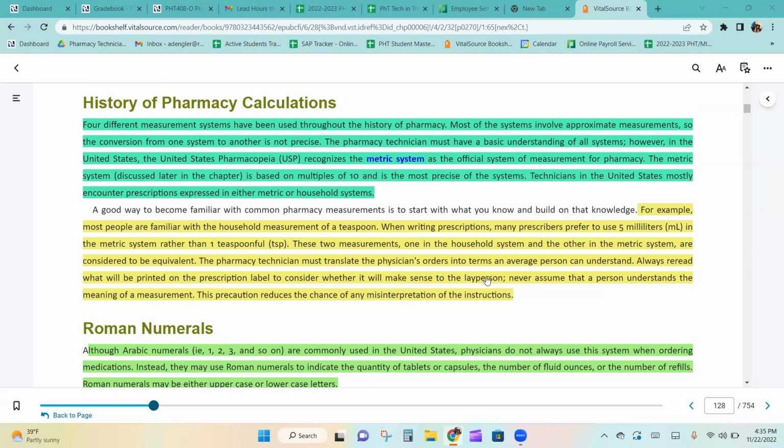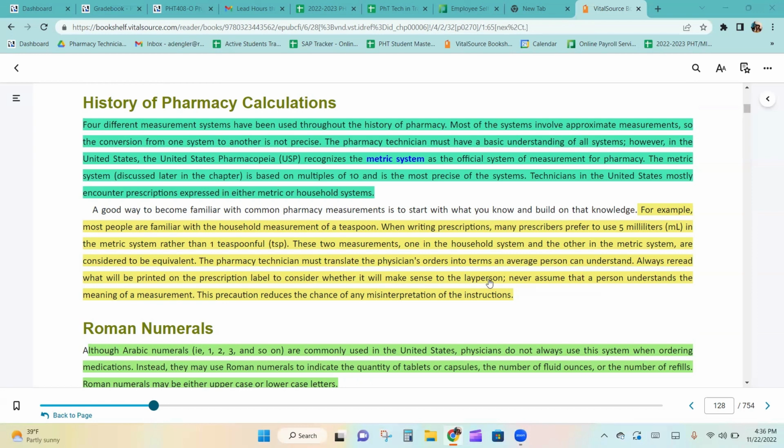The metric system is based on multiples of 10 and is the most precise of all systems. Technicians in the United States mostly encounter prescriptions expressed in either metric or household systems. For example, most people are familiar with the household measurement of a teaspoon. When writing prescriptions, many prescribers prefer to use 5 milliliters in the metric system rather than 1 teaspoonful. These two measurements, one in the household system and one in the metric system, are considered to be equivalent.